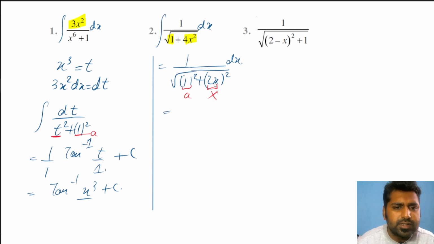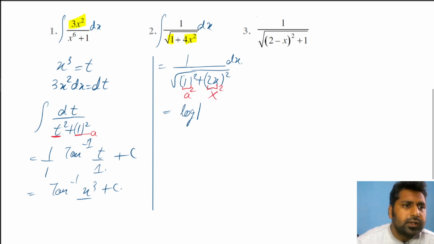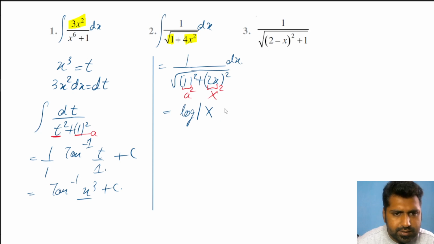Square root of x square plus a square. The answer is log mod of, if the formula is x square plus a square, then I'll write it first: log of capital X plus square root of whatever is in the denominator, that is X square plus a square.